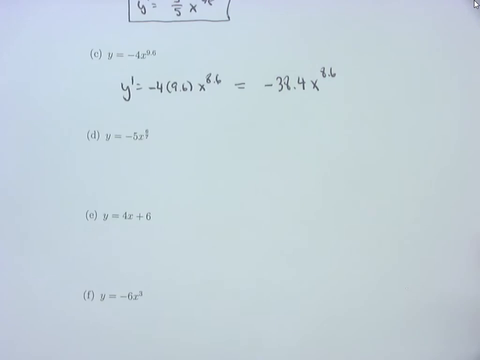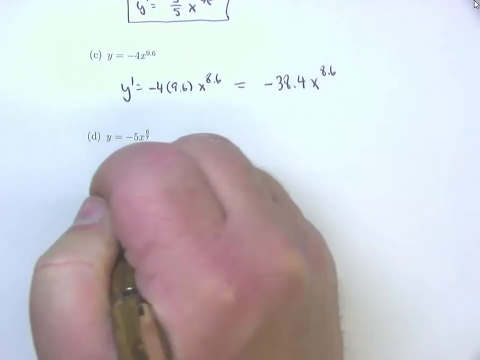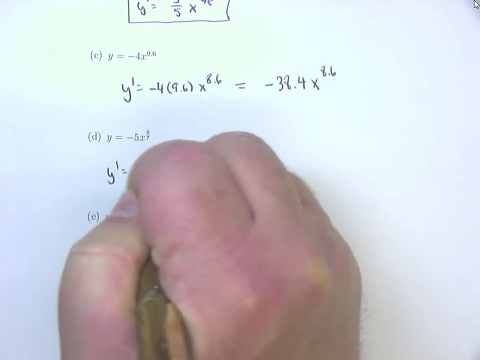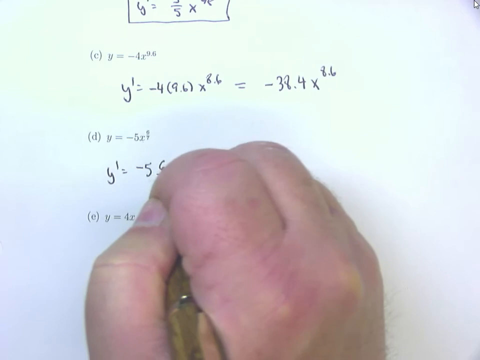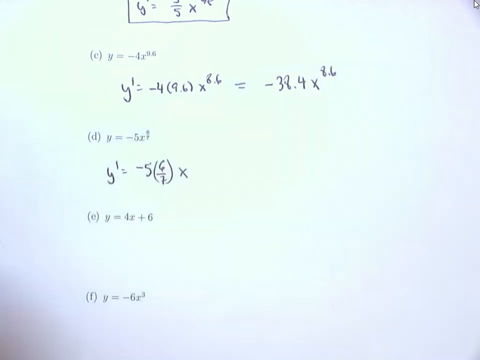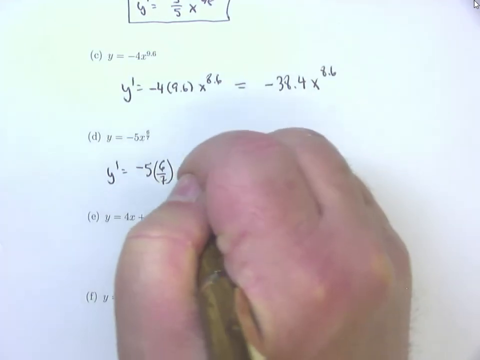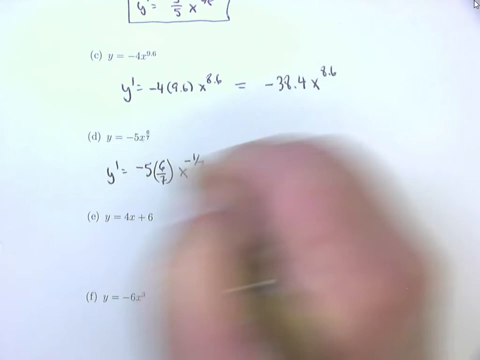The next one. y equals -5x to the 6/7. So y prime, -5 is a constant, leave it alone. x to the 6/7. Bring down the 6/7 and subtract 1. What is 6/7 minus 1? -1/7. Very good.